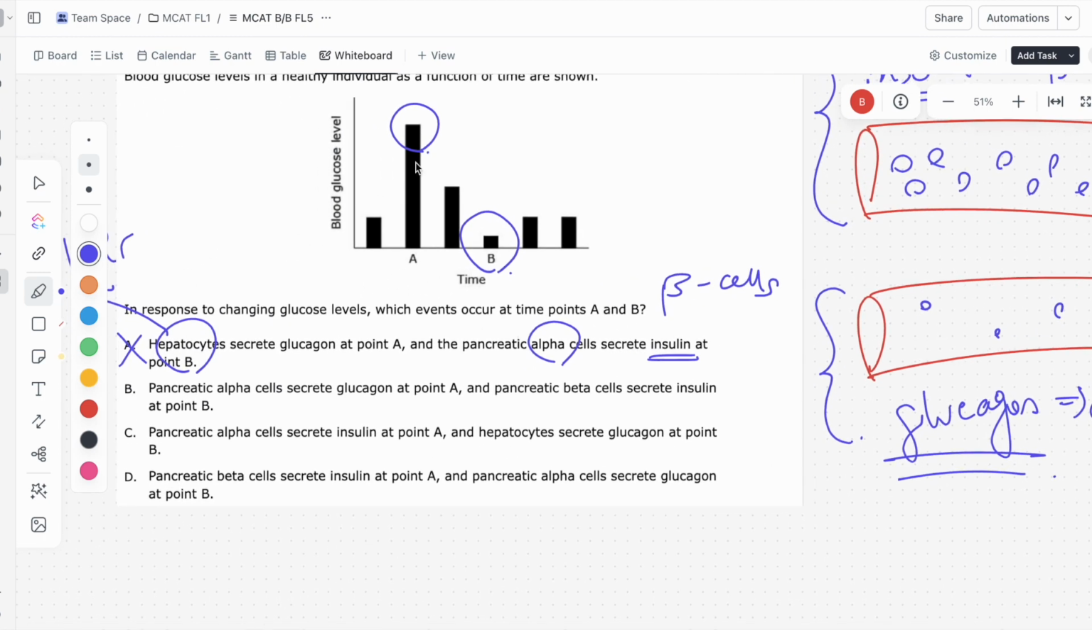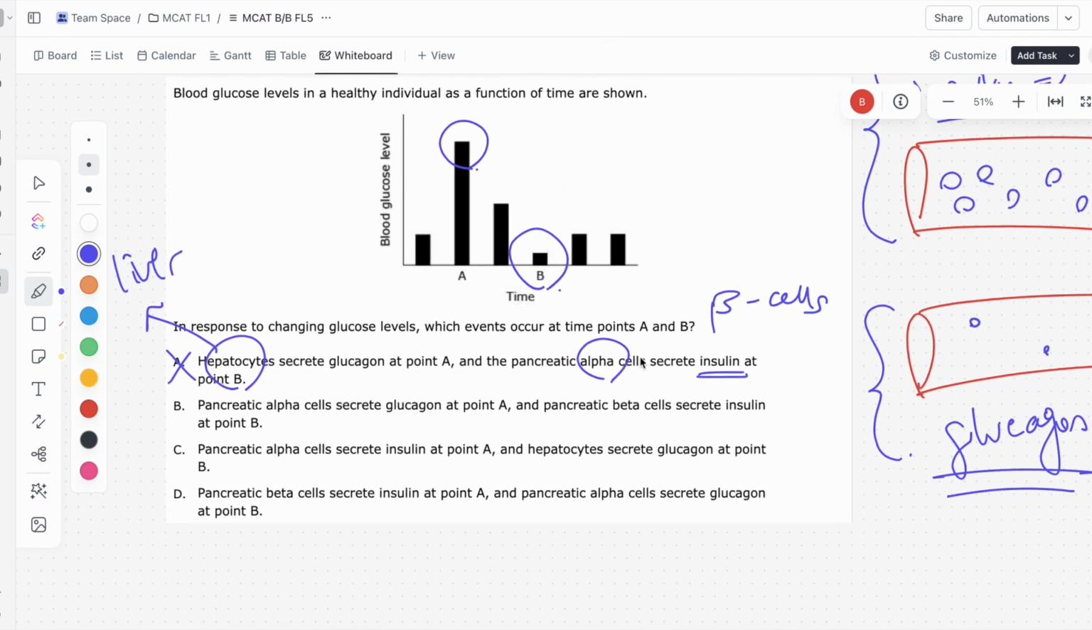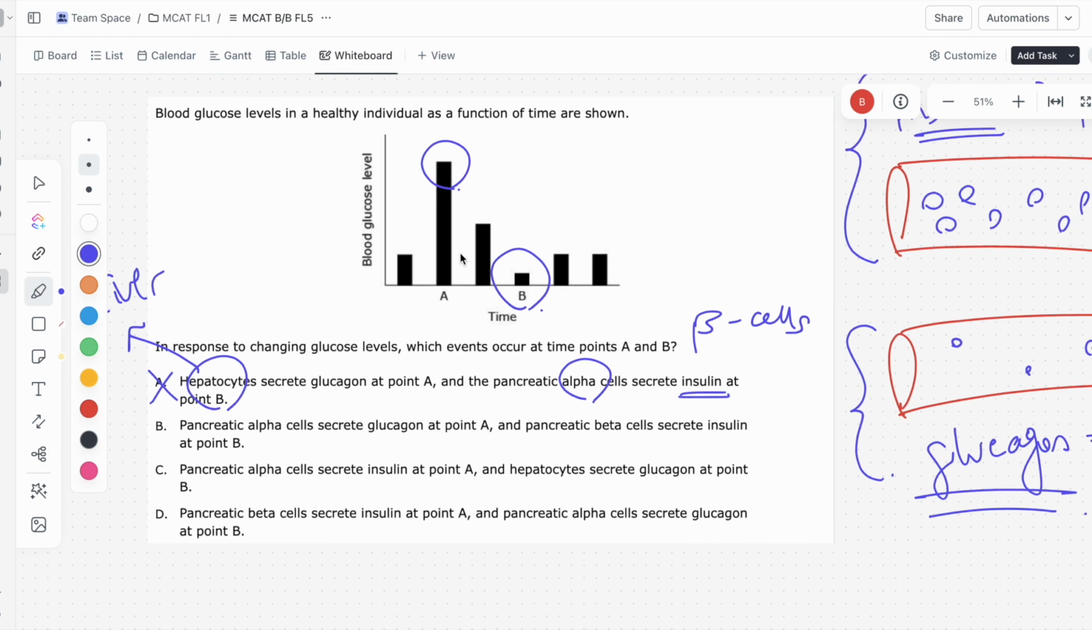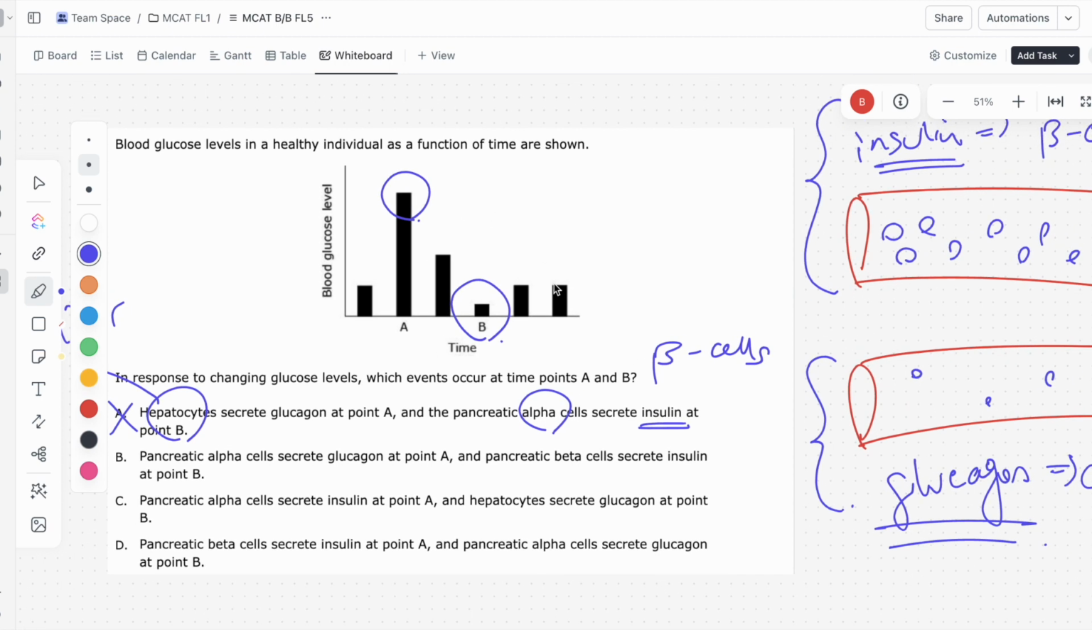So let's take a look at the answer choices that fit our description. Answer choice B says that at point A, we're going to have pancreatic alpha cells secreting glucagon. Pancreatic alpha cells do secrete glucagon. But remember, when we have high blood glucose levels, we don't want more glucose in our blood. Our body's not going to do that. We want to get that glucose out of the blood. So we're not going to secrete glucagon, we're going to secrete insulin.